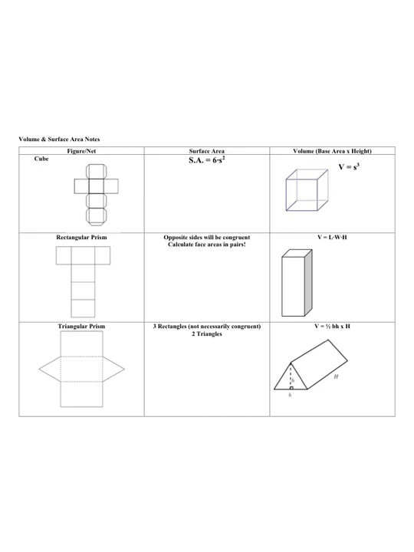In Chapter 9, there are 5 different types of solids that we will find the surface area and volume of. We will be working with cubes, rectangular prisms, triangular prisms, cylinders, and cones. So today, our notes are going to focus on cubes, rectangular prisms, and triangular prisms.